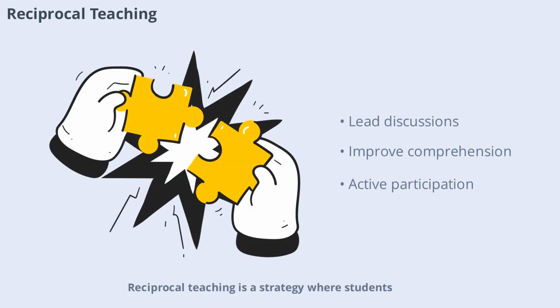Reciprocal teaching is a strategy where students take turns leading a discussion about a text. Each student practices summarizing, questioning, clarifying, and predicting. This technique improves reading comprehension and encourages active participation from everyone.